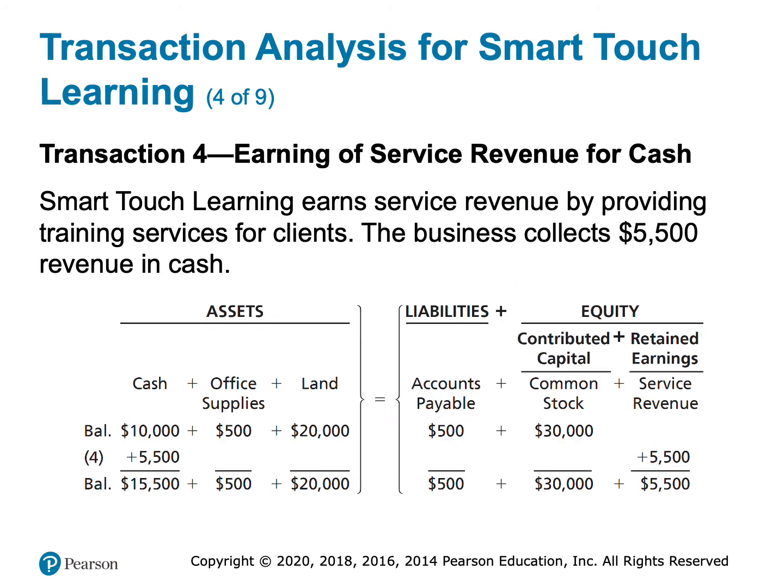So here in transaction 4, we're told that we earned some service revenue by providing training services for clients, and we collected $5,500 revenue in cash. Now, part of this is that all accounting problems are word problems. So one of the things I want to try to teach you is how to read and decipher these word problems. Anytime you see the word earned, you need to automatically be thinking revenue.